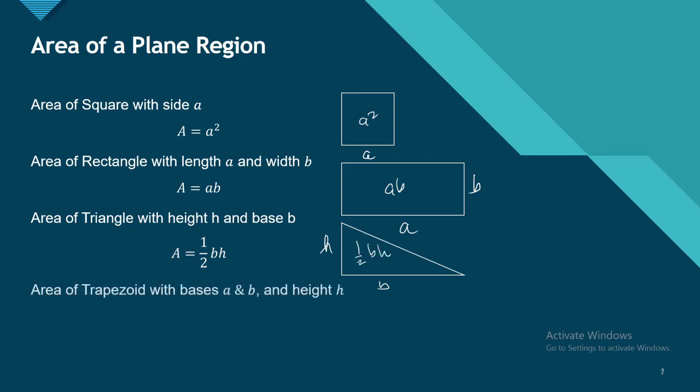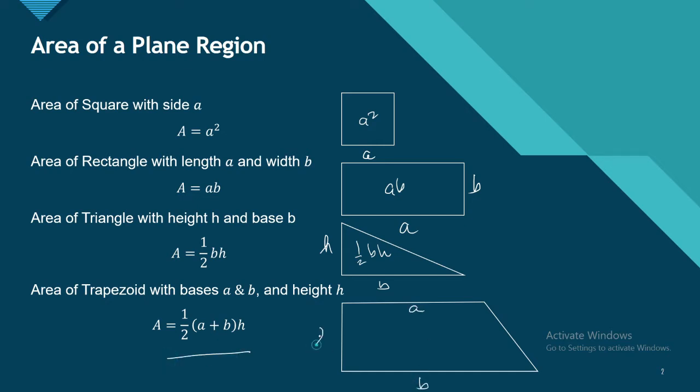For a trapezoid with bases a and b and height h, this is the area. You can look at 1/2 times (a plus b) as the average length of the bases, (a plus b) divided by 2. And so the area of this plane region is going to be 1/2 times (a plus b) times h.